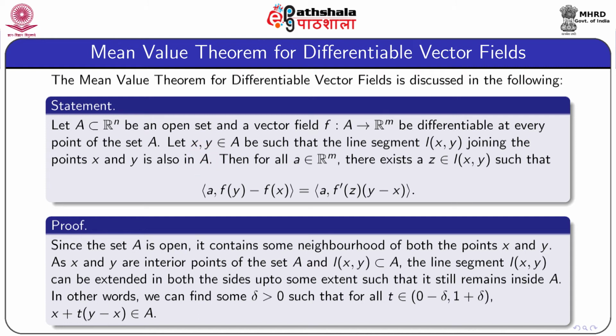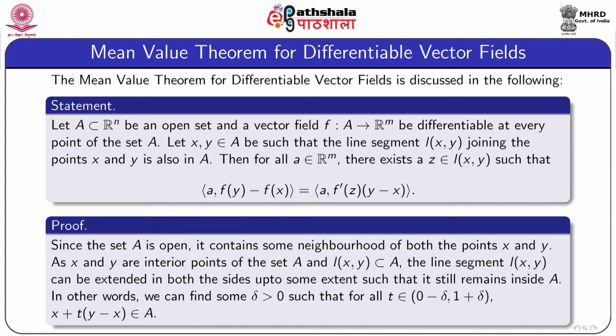Then for each a in R^m, there exists a z lying on the line segment joining x and y such that the inner product of a with F(y) minus F(x) equals the inner product of a with F'(z) operating on y minus x. Let us give the proof.